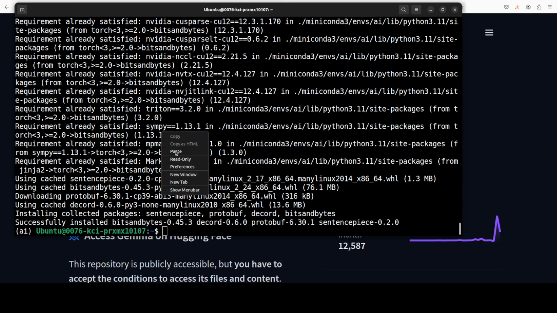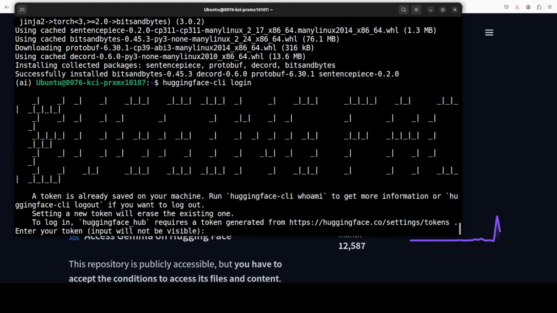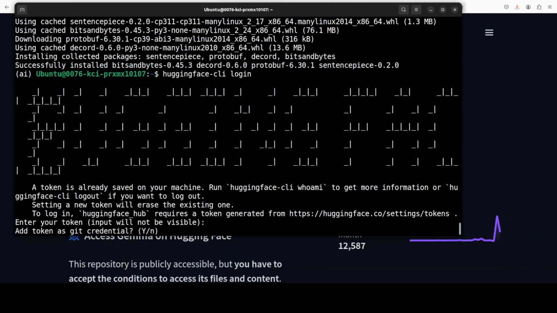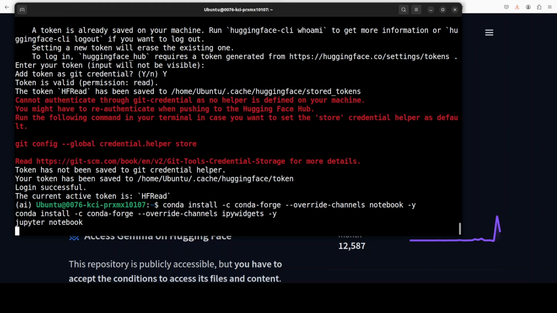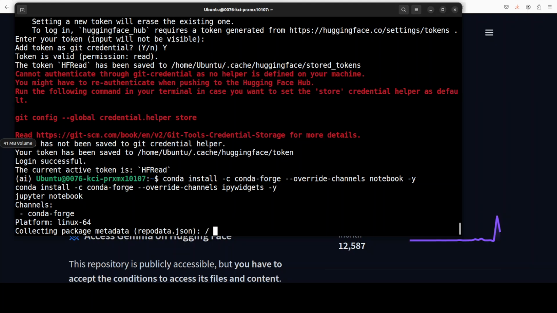Now let me log into Hugging Face by using this Hugging Face CLI and I already have my read token from Hugging Face which is free. So let me paste it here and then it is going to log me in. There you go. So my login is successful. Let me launch my Jupyter notebook and then we will download and play with this model.